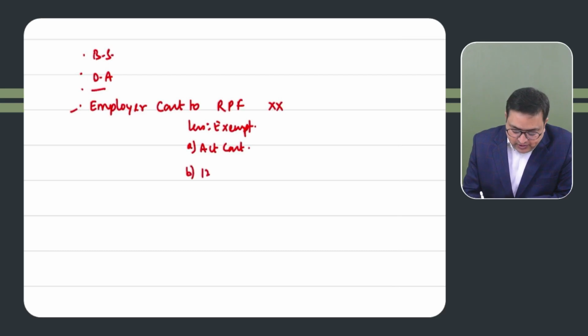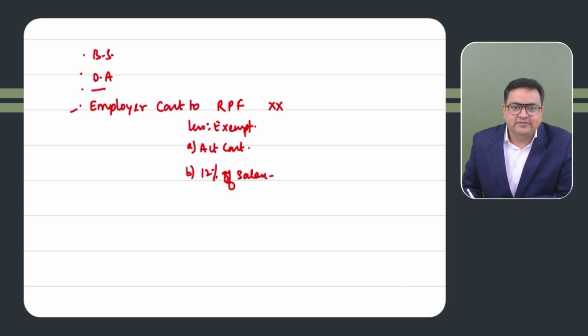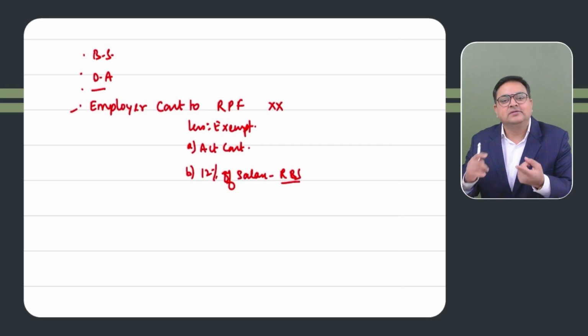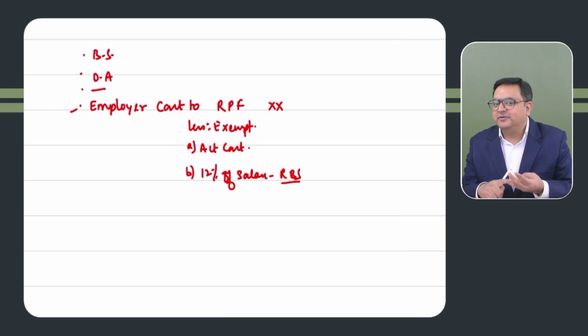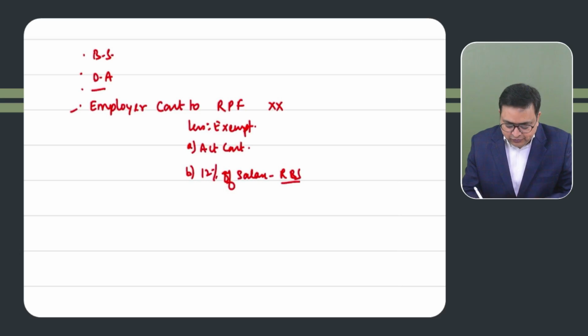Second is 12% of salary. And here salary means retirement benefit salary. Retirement benefit salary, what does it consist of? Three things: basic salary, DA forming part of retirement benefits, plus fixed percentage commission on turnover, right? So most important, up to 12% of the salary is exempt.